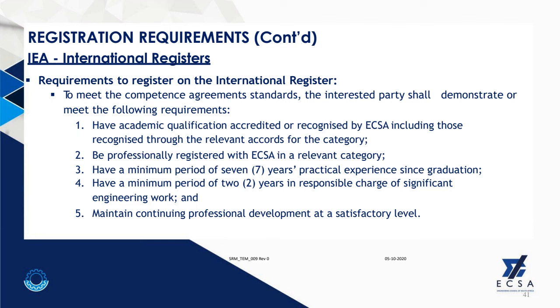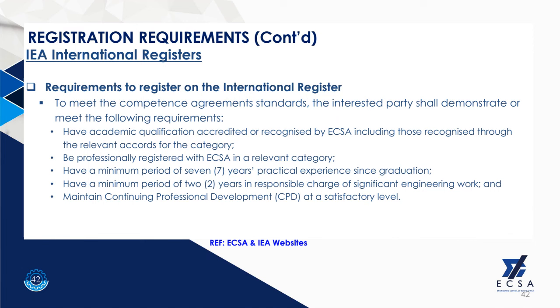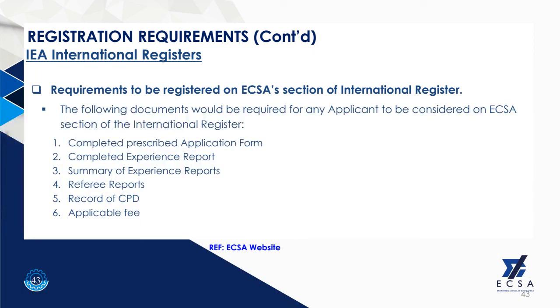Hence, they say practical experience of 7 years. Again, it's no longer 1 year in the responsible position, but 2 years to indicate that you were in charge of significant engineering work, and again, maintaining your continuous professional development at that satisfactory level. So that's how you get on the international register. That's how it differs. This one is the same slide as the previous one in terms of the requirements of 7 years and 2 years and maintaining the CPD.